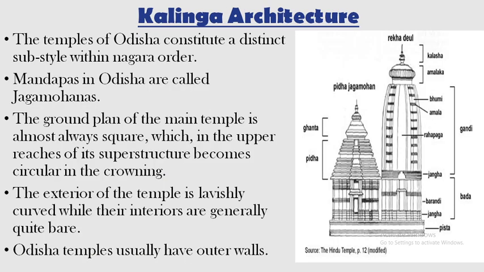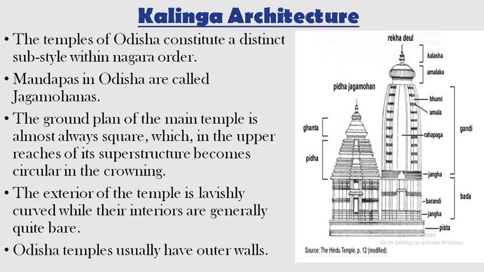So the left out part of our temple architecture of India will be covered in this. This is the last of the temple architecture videos. Here we see a Kalinga architecture image with the Rekha Deul, Kalasha, Amalaka, Pida and Jagamohan, and you have a beautiful feature of this Kalinga architecture shown in the image.